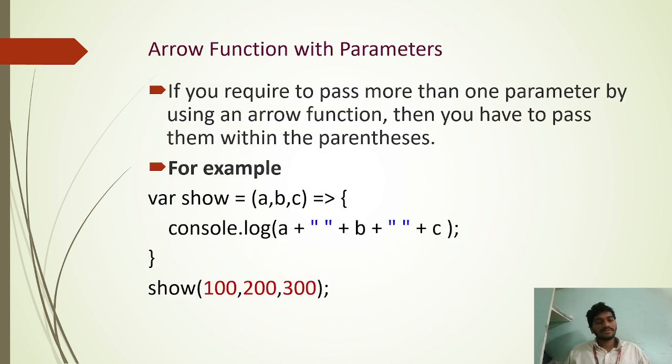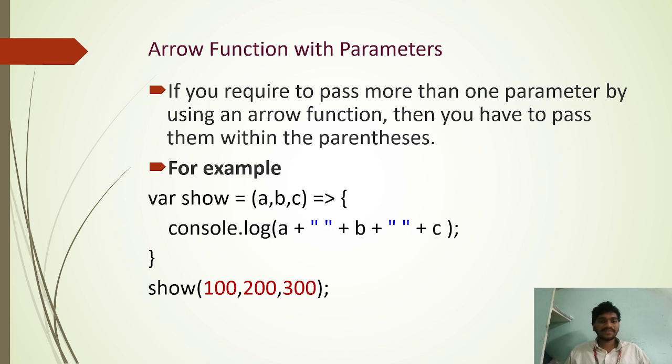And arrow functions with parameters. If we need to pass more than one parameter using an arrow function, then we have to pass them within parentheses. Before, I said that when declaring the function with a single parameter, there is optionality to use the parentheses or not. But when declaring the function with more than one parameter, we have to use the parentheses to get rid of errors.